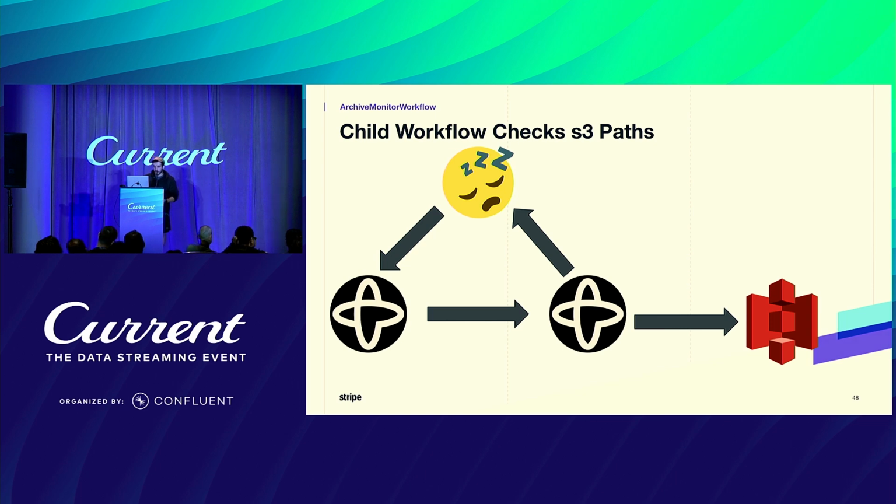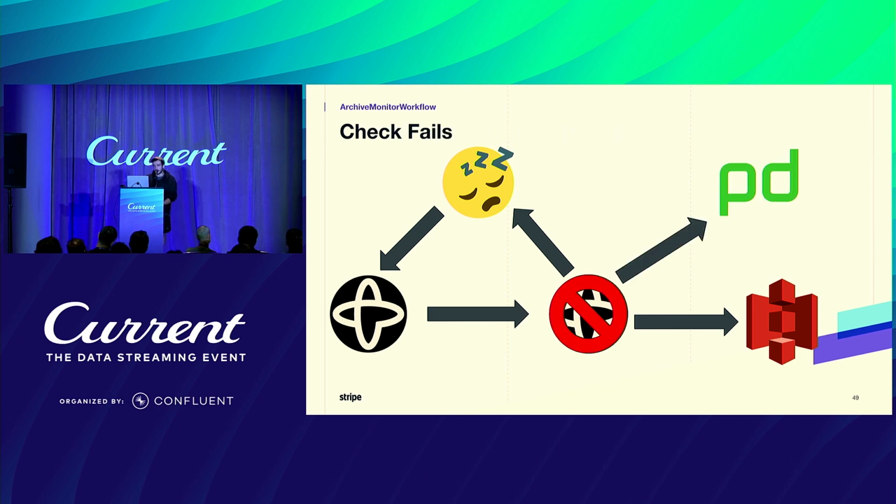So this child workflow will wait indefinitely until the path is created. And if the path is created, it's all good. Everything is business as normal, and it will terminate. But if the path isn't created after a specific amount of time, depending on the topic, we have different thresholds, it will fail, and as a result, this will page us to let us know that we need to go check why the archiver is not working correctly.